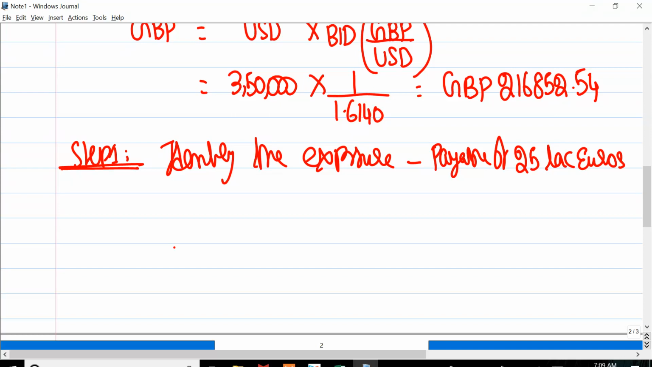In step 2, I am just identifying the amount. I am not creating a deposit. We are just identifying the amount. After identifying the amount, I will understand how much is to be created. Clear? Step 2.